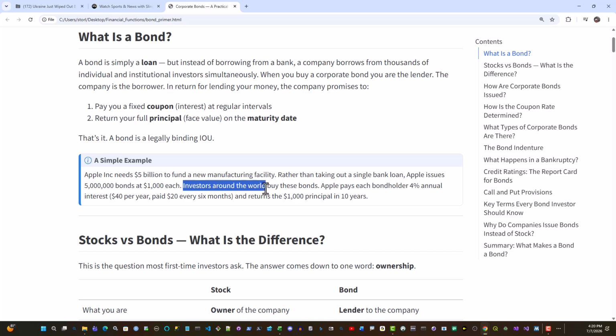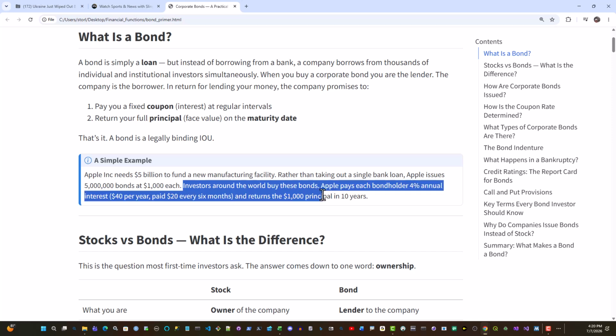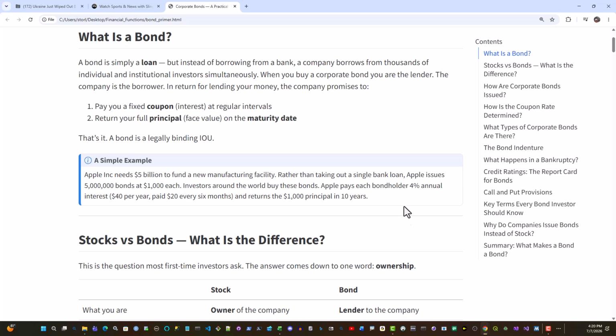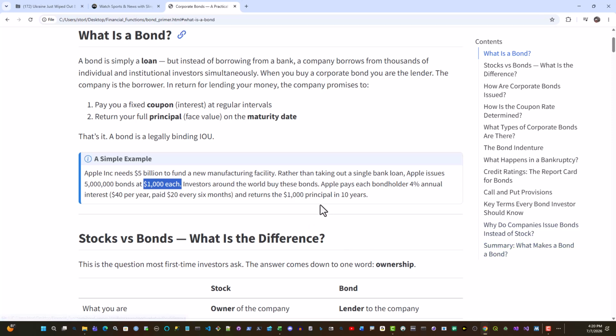And therefore, investors that want to be part of Apple will buy these bonds. Depending on how much you want to invest, it's going to determine how many bonds you buy, because they're $1,000 each, right? So what I'm looking at here is that Apple will have to pay each bondholder 4% annual interest, because that's the coupon rate. Coupon rate will be stated on the bond certificate. There'll be a fixed rate. If it's 4% annual, that will be 2% semi-annual.